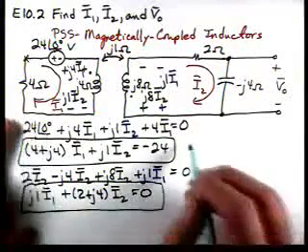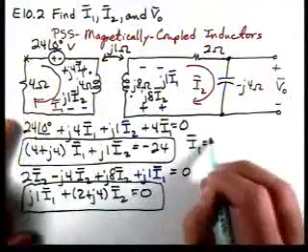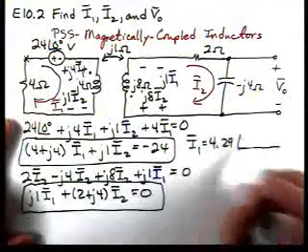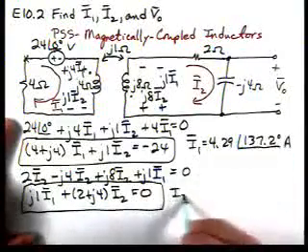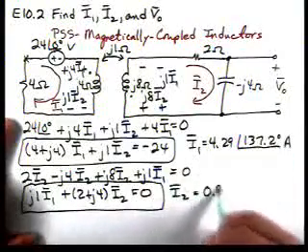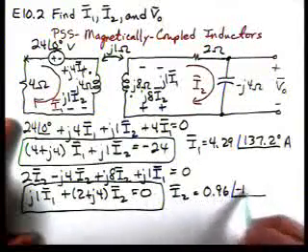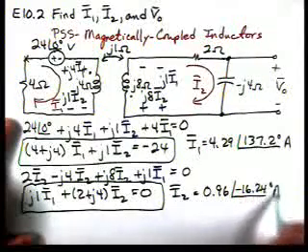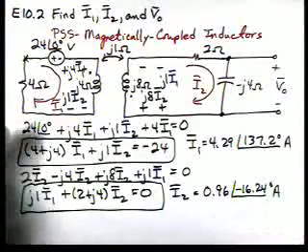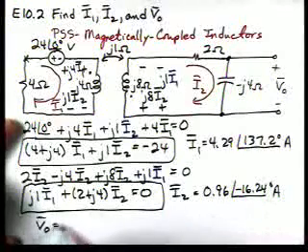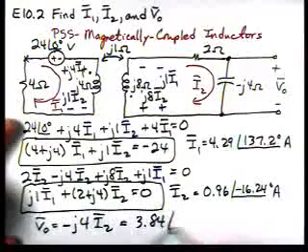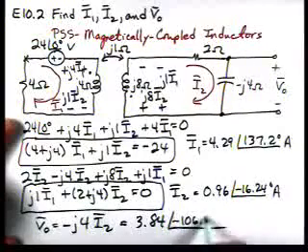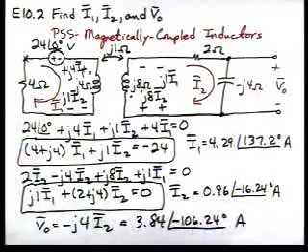And if we solve, we'll get I1 equal 4.29 at an angle of 137.2, and I2 equal 0.96 at an angle of minus 16.24. And if we look at our circuit diagram, V0 is minus J4 times I2, and that's 3.84 at an angle of minus 106.24 degrees.